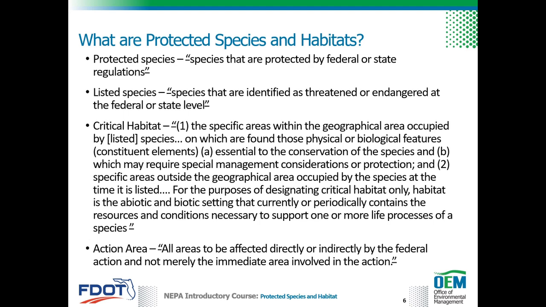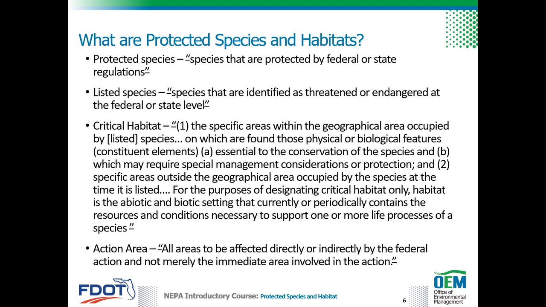Critical habitat can refer either to 1. The specific areas within the geographical area occupied by listed species on which are found those physical or biological features, A, essential to the conservation of the species, and B, which may require special management considerations or protection, or 2, to specific areas outside the geographical area occupied by the species at the time it is listed. For the purposes of designated critical habitat only, habitat is the abiotic and biotic setting that currently or periodically contains the resources and conditions necessary to support one or more life processes of a species.